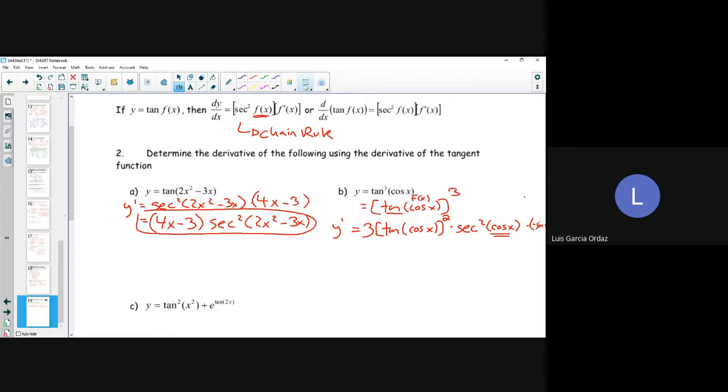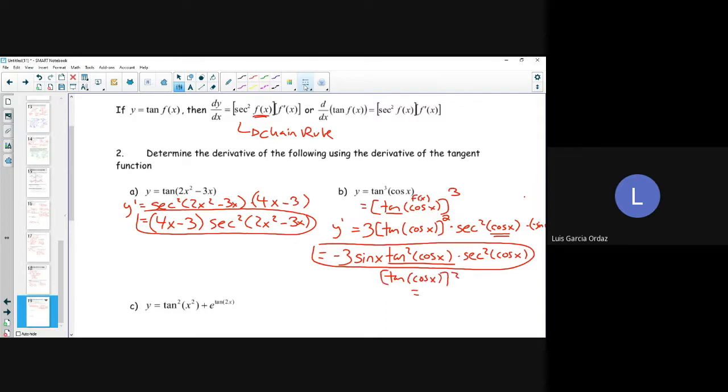So now I can simplify. Which means I'm left with negative 3 sine x times tan squared cos x times secant squared times cos x. Remember, this middle term over here, all I did was change the notation. So tan of cos x all squared is the same thing as saying tan squared of cos x.